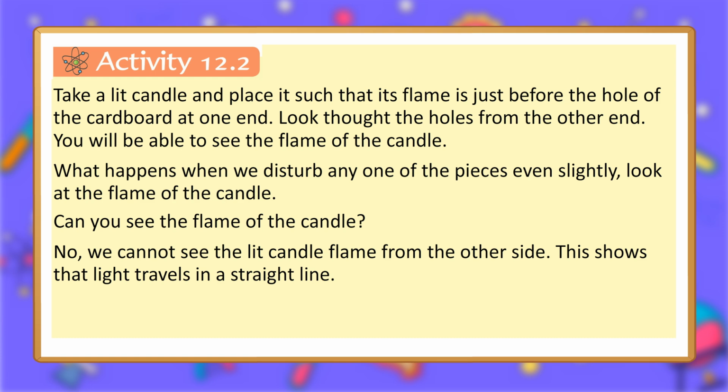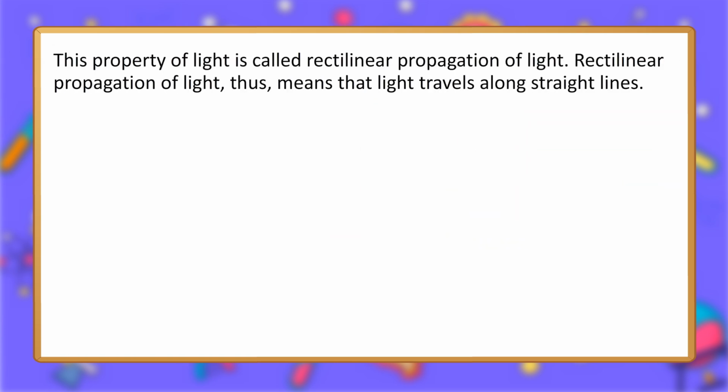This shows that light travels in a straight line. This property of light is called rectilinear propagation of light. Rectilinear propagation of light, thus, means that light travels along straight lines.